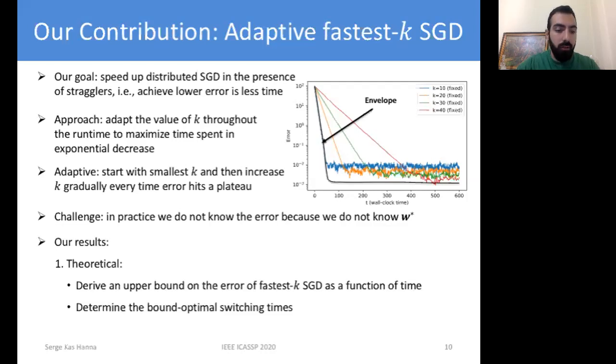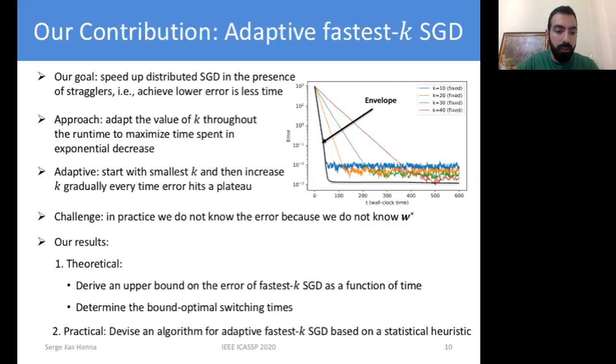Our results here are twofold. First, we have theoretical results where we derive an upper bound on the error of fastest k-SGD, and then we derive the bound optimal switching times, meaning the times at which the master should switch from waiting for k workers to waiting for k plus 1 workers. And then we introduce a practical, realizable algorithm for adaptive fastest k-SGD that is based on a statistical heuristic.